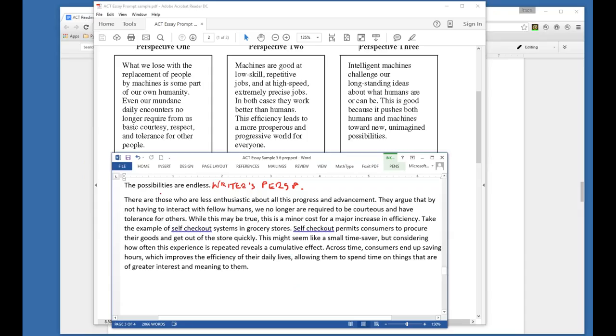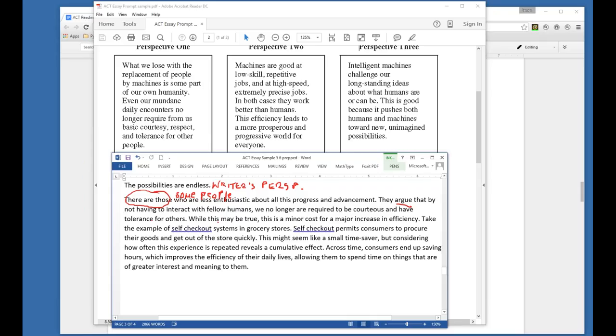There are those, right? So this is a great way to introduce the one you disagree with. There are those or some people, right? Kind of creates a separation between the writer and people who think this other way. There are those who are less enthusiastic about all this progress and advancement. They argue that by not having to interact with fellow humans, we no longer are required to be courteous and have tolerance for others. So that's coming straight out of here, courtesy and tolerance, right? Again, straight out of the prompt.